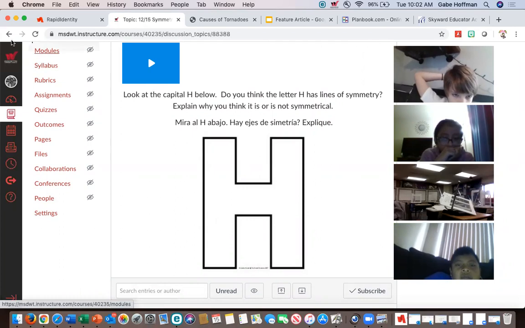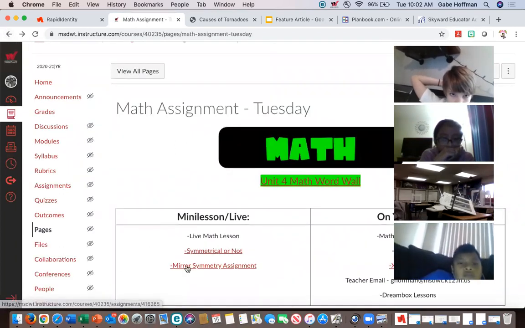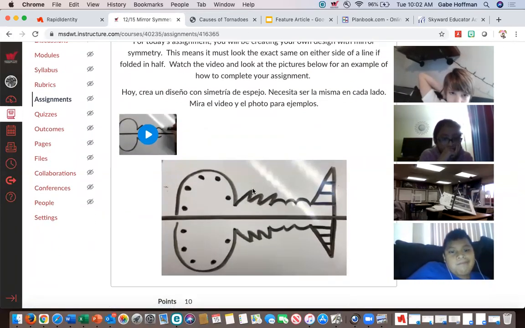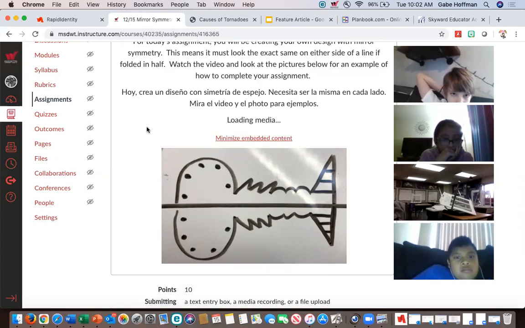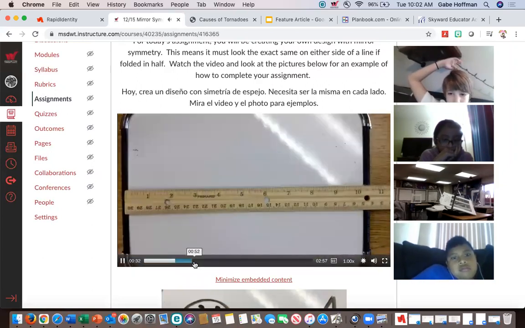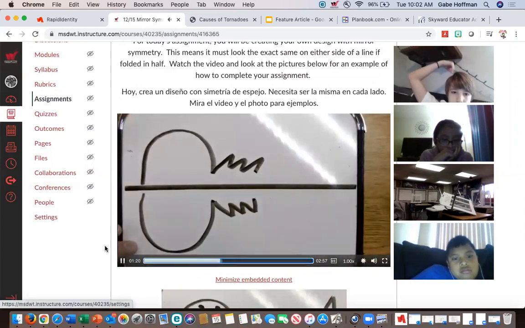All right. When that's done, you have a mirror symmetry assignment where you are going to create a mirror image. So one where if you draw a line, it's the same on both sides. There is a video that walks you through how to do it, where I walk you through and I teach you. So please watch it, because it's step by step. I'm going to start by drawing a little arch.